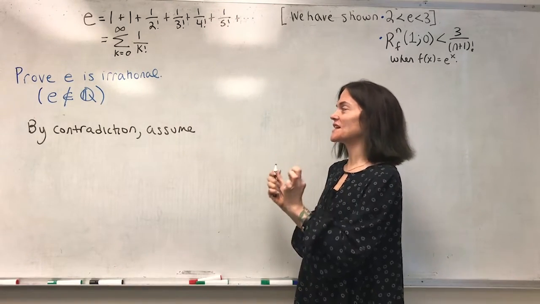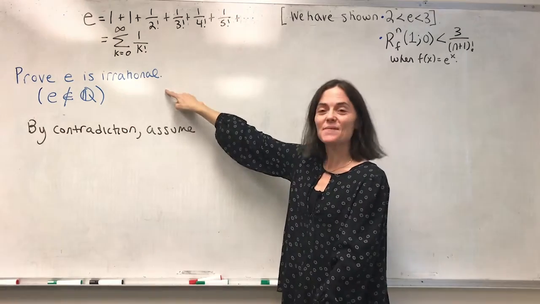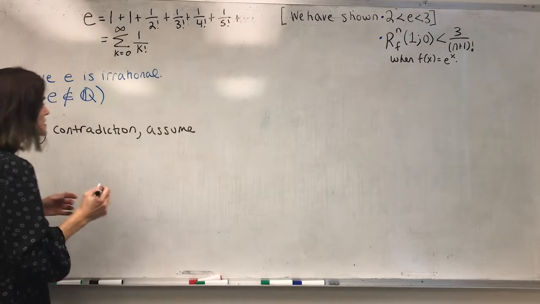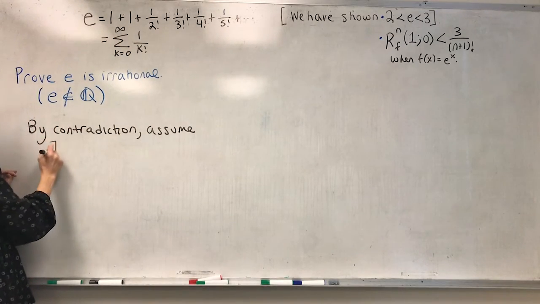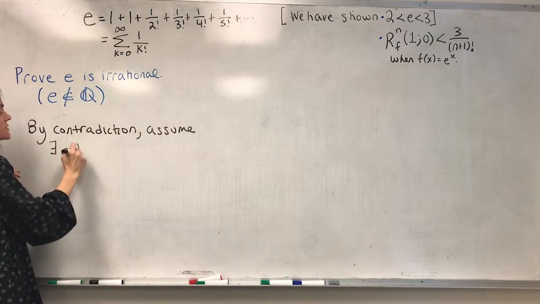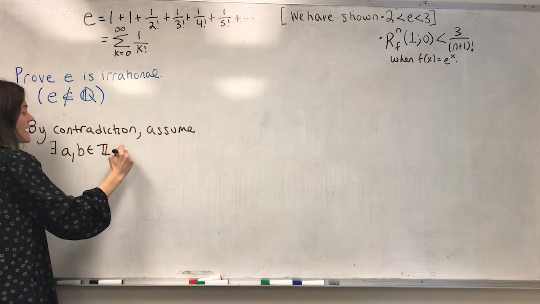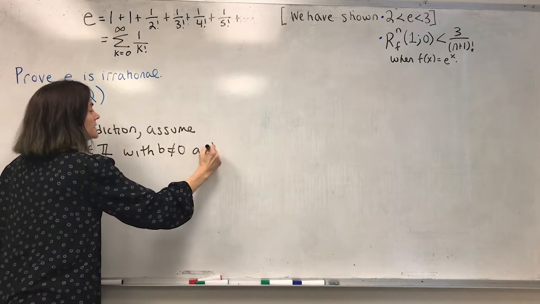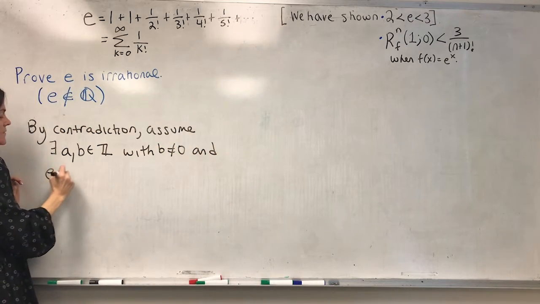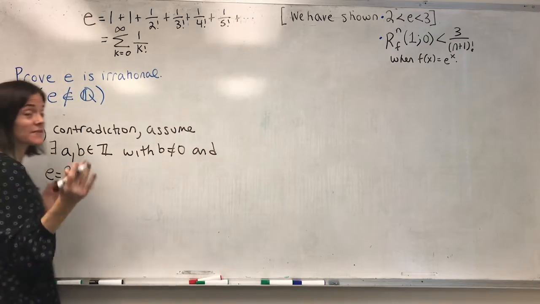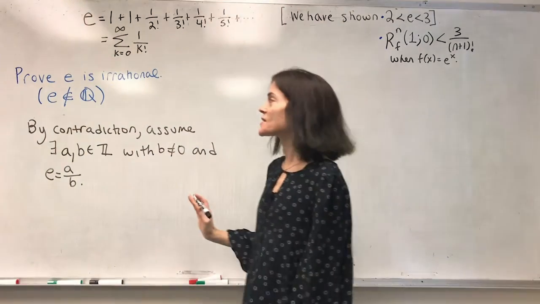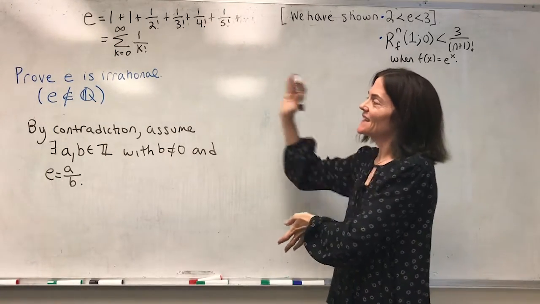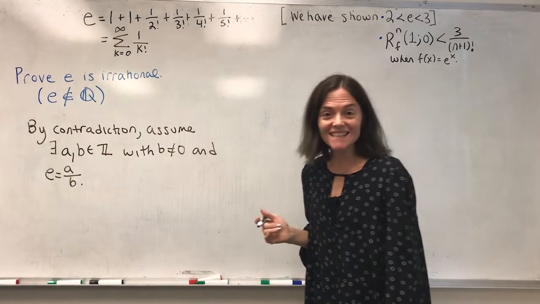So proof by contradiction, we assume this statement is false, namely that e is rational. So we assume there exist 2 integers a and b, and we will have b not equal to 0, such that e is of the form a over b. This is the definition of a rational number. This is our assumption. We assume it is rational. We will reach a contradiction, and then therefore we have proved it's actually irrational.